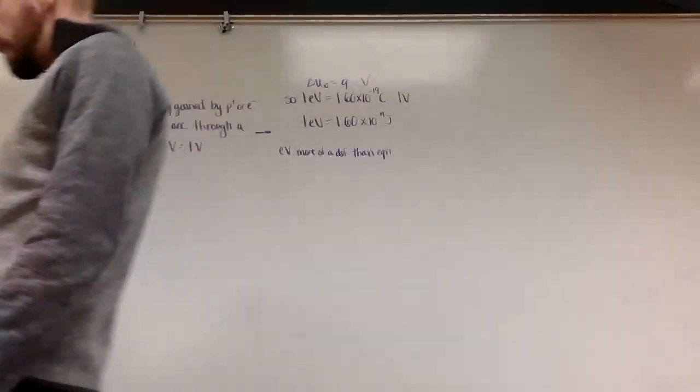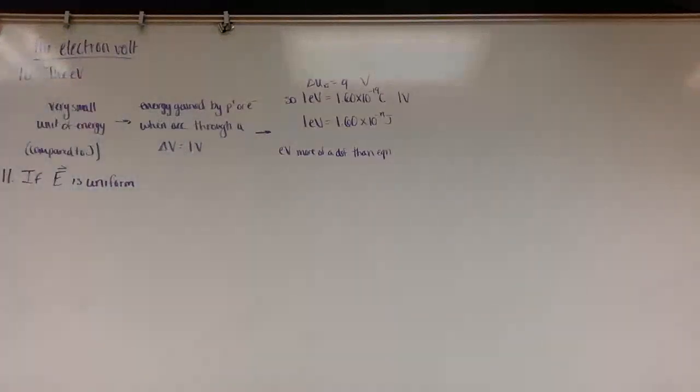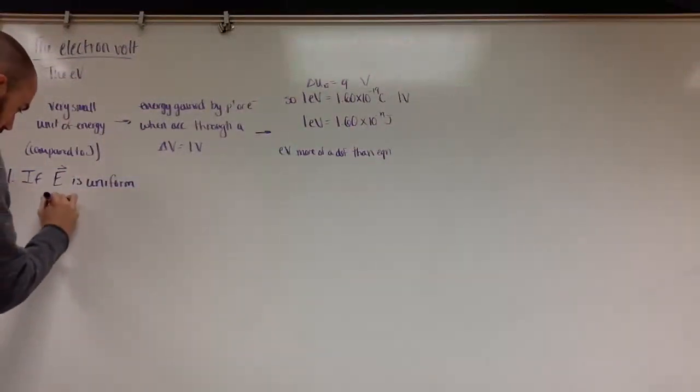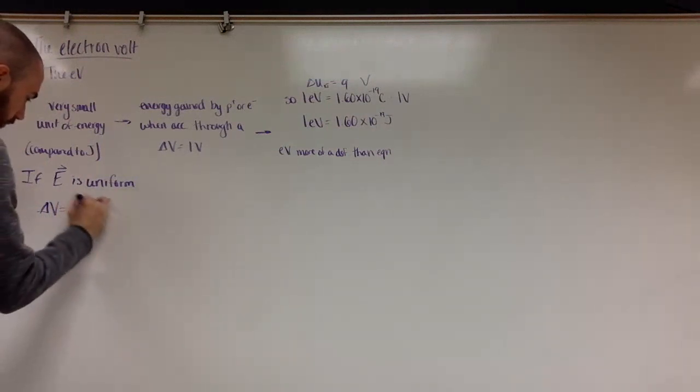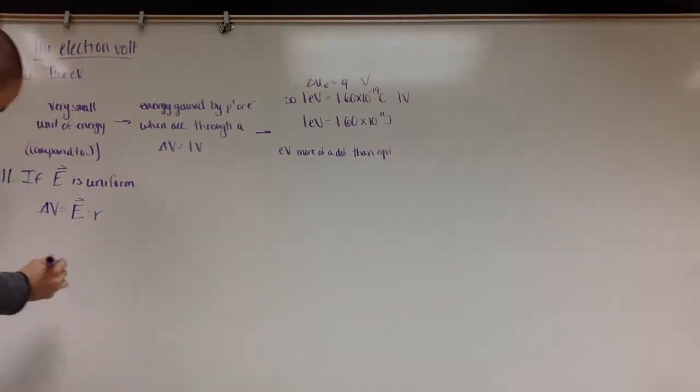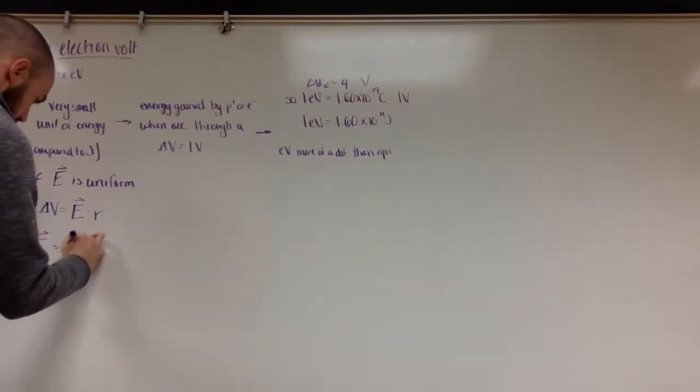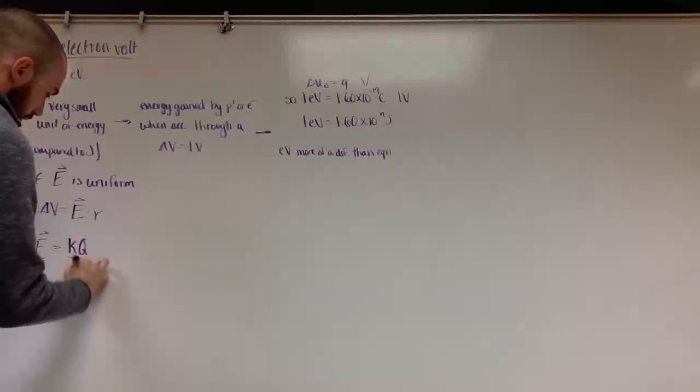But let's talk a little bit about electric fields right now. So if an electric field is uniform, like when we talk around a point charge or between 2 plates, we know that voltage, or change in voltage, is going to be equal to electric field times how far it passes through it. And from an earlier section, we know that electric field is just equal to K, Q over R squared.